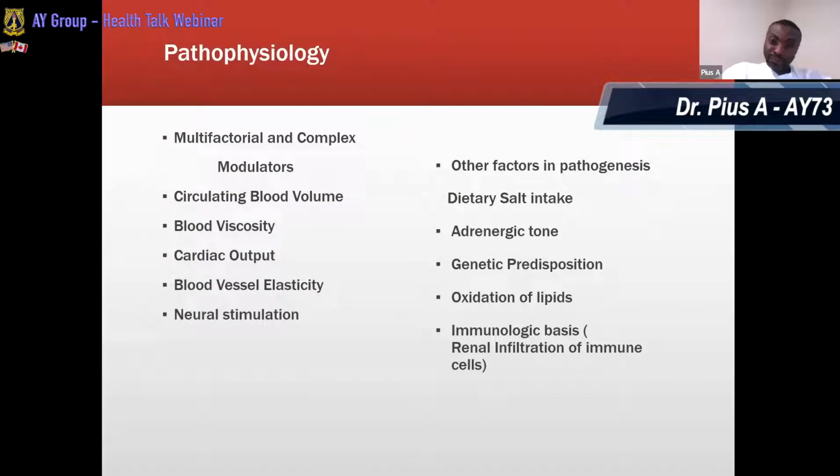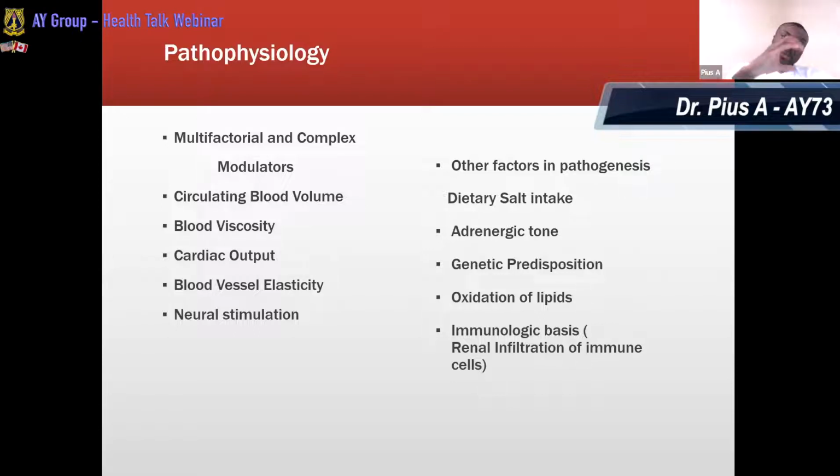Pathophysiology. Now, I'm not going to dive too much into this because it's multifactorial and very complex, but it sums up as this: blood viscosity, cardiac output, blood vessel elasticity, neurostimulation. There are many others that I didn't even list here. But how it all plays out in hypertension is this.